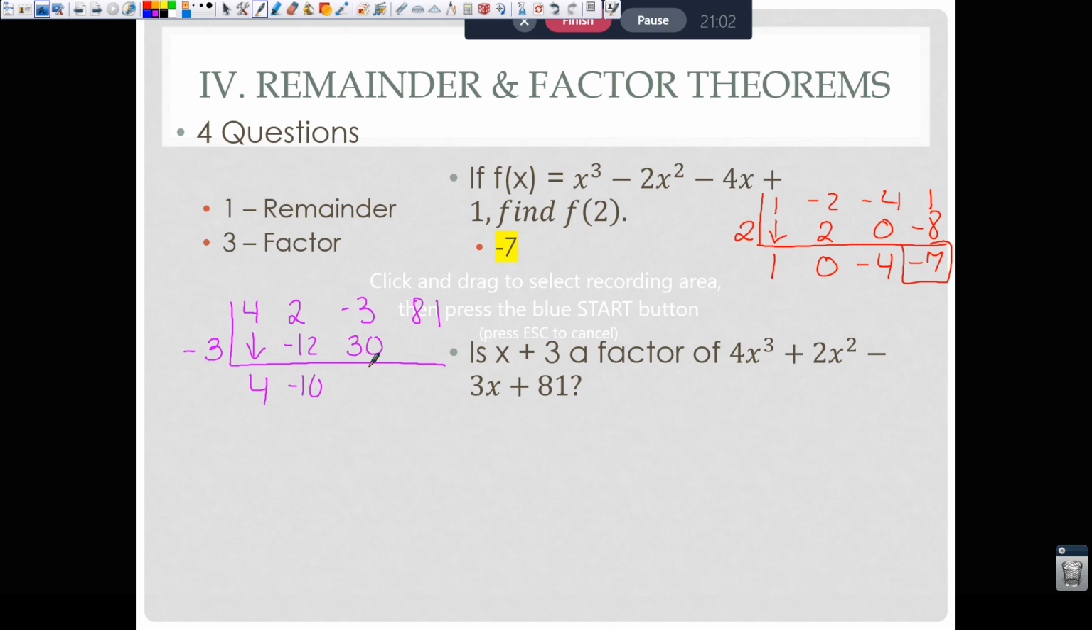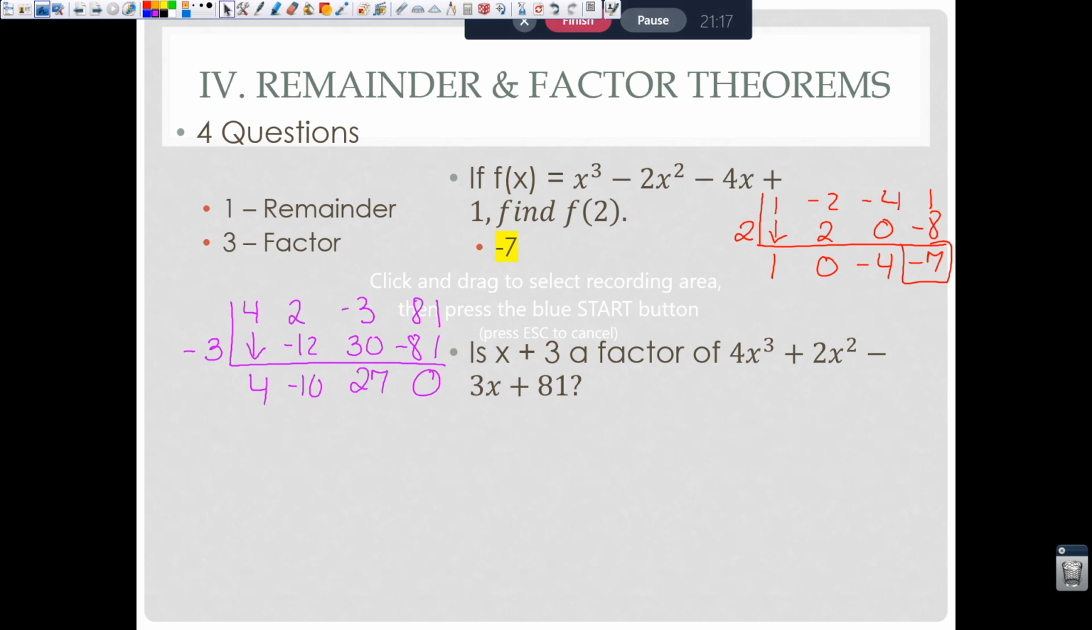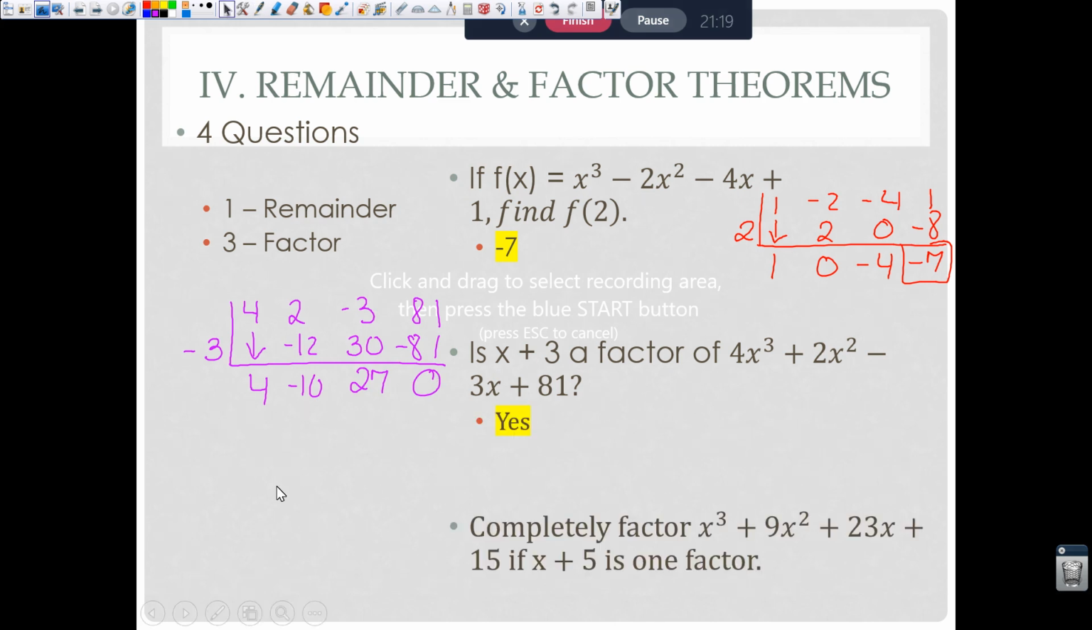And negative 3 plus 30 is 27. Negative 3 times 27 is negative 81. So that is 0. If your remainder is 0, that means that this is a factor. So the answer here would be yes.